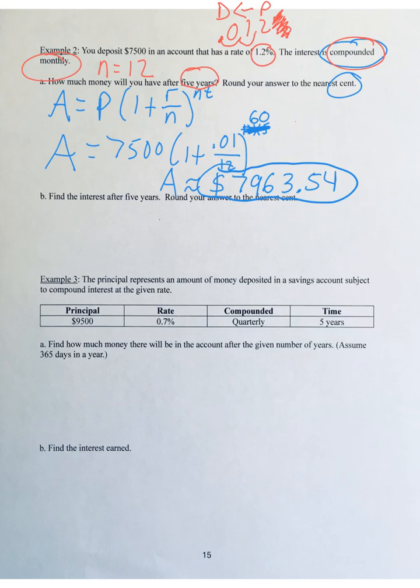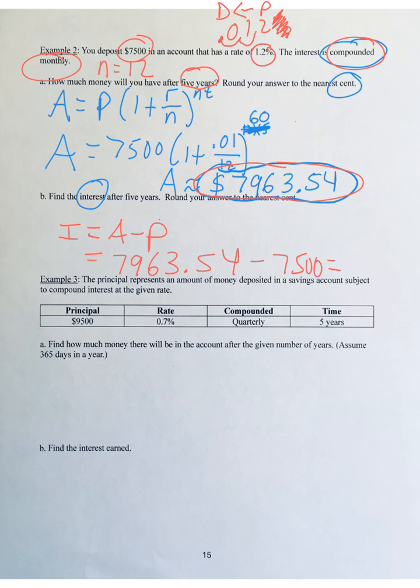$7,963.54. Part B, find the interest after 5 years. Round your answer to the nearest cent. We said with the previous example that the interest I alone equals the full amount A minus P. So A was your answer to part A, which was the $7,963.54. You're going to subtract principal P, the original amount deposited or borrowed. In this case, it was deposited. We already said earlier P is $7,500.